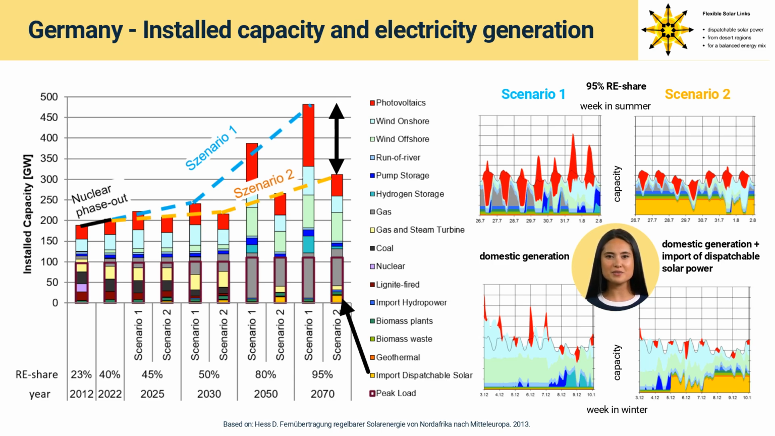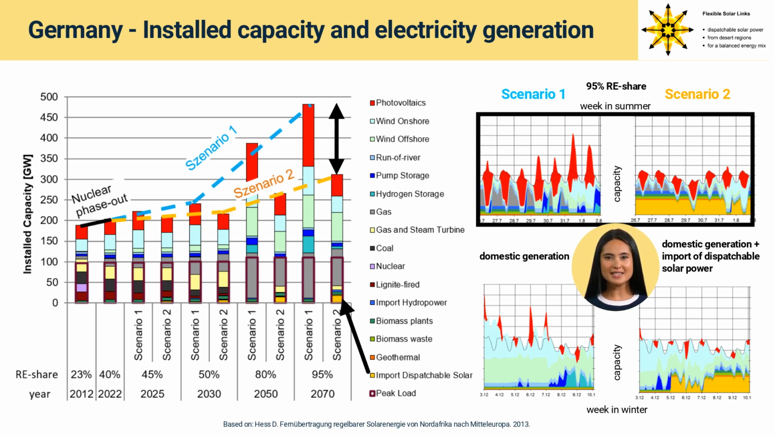system drastically. Regarding the electricity generation in 1 week in summer and 1 week in winter, we see in scenario 1, in color, high capacity surplus and, in gray, high capacity gaps filled by gas turbines. In scenario 2, we can see a balance between fluctuating and dispatchable renewable energies in a 50-50 mix. This leads to low capacity surplus and low capacity gaps filled by gas turbines.